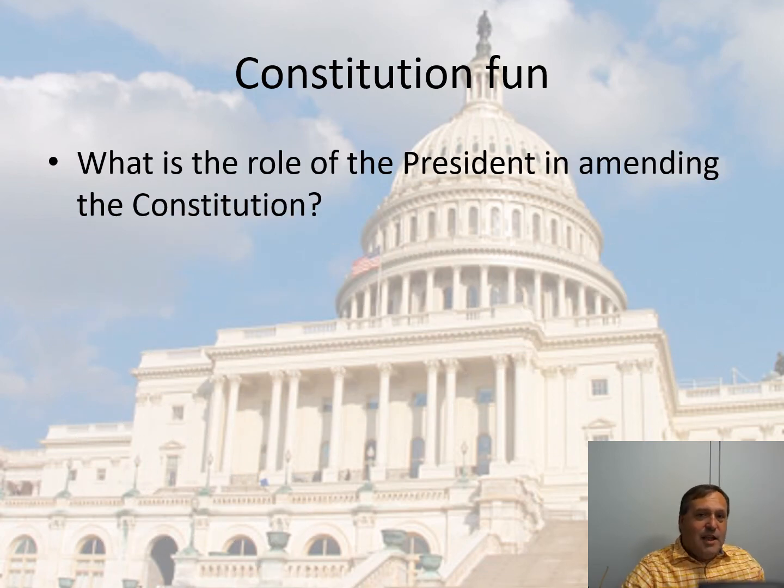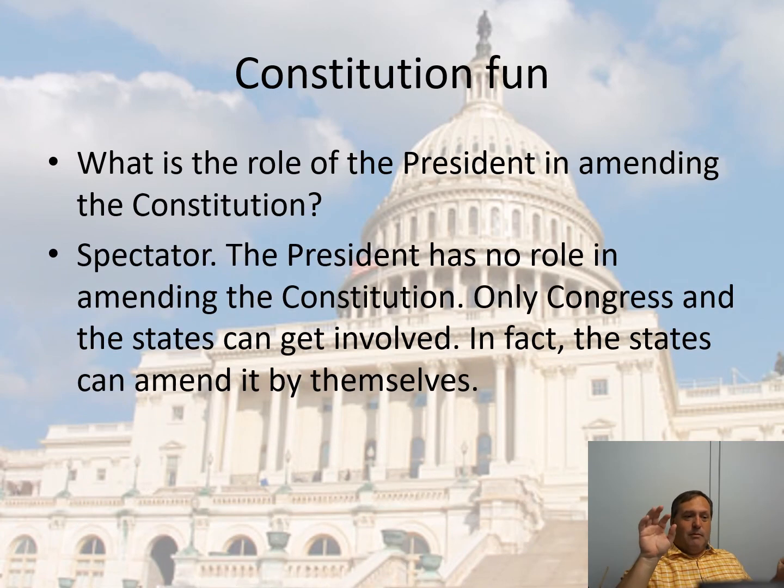So let's say you're going to amend the Constitution. What role does the president play? You would think that you want to get a president on your side for whatever your amendment is, right? So what specifically does the president do during the amendment process? Yeah, the president actually doesn't do anything in the amendment process. He can propose amendments, but then again, so can I. So can you. Anybody can propose an amendment.